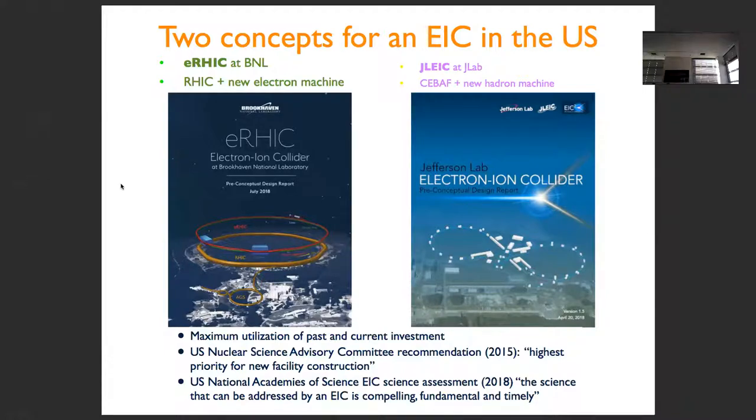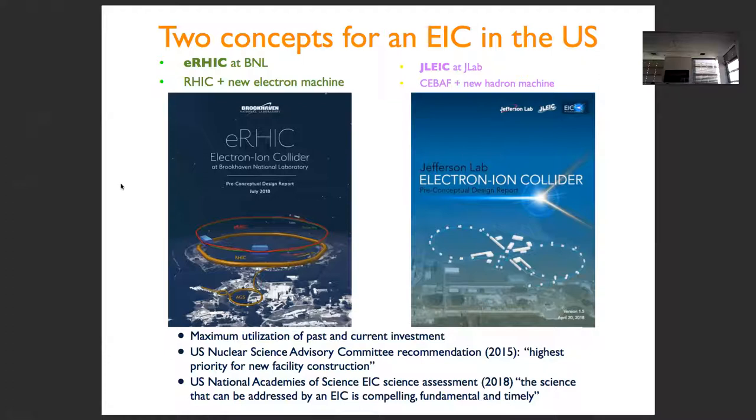The other camp, the other proposal, is JLEIC at Jefferson Lab. It is the electron machine, and then adding the hadron machine. There are pros and cons for both, and I'm not going into the details. That's not the subject of this talk. The whole idea for both cases is the maximum utilization of past and current investment. Obviously, if you start from scratch, like a greenfield, you'll probably have a better machine. But that's not the reality, so we try to utilize what the community has already invested.